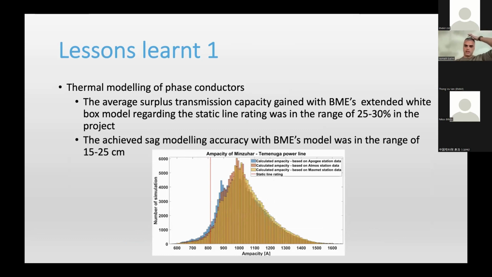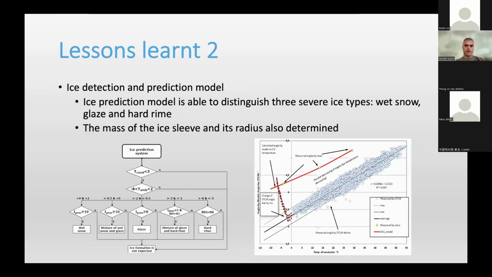So it was also pretty similar to the other available international publications and results. And also the achieved sag modeling accuracy with the BME model was in the range of 25–35 centimeters. You can see the different calculated ampacity based on the different stations, and also with the red line, you can see the static one in horizontal.